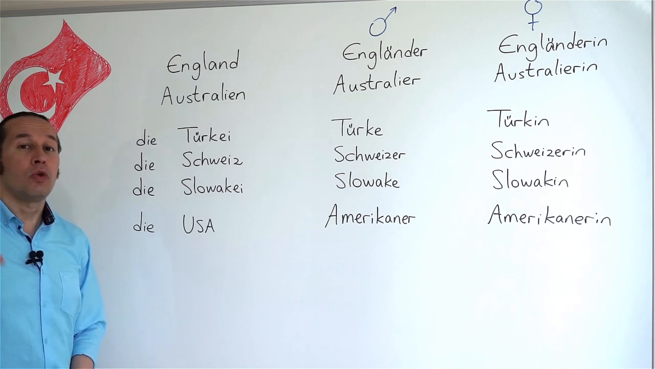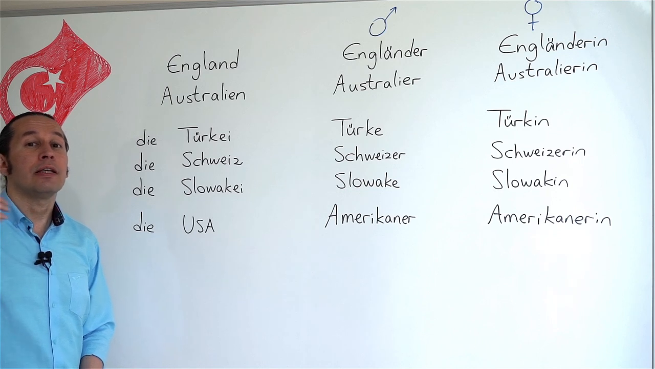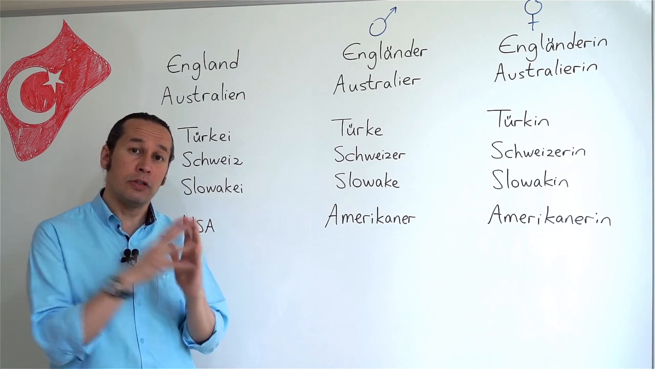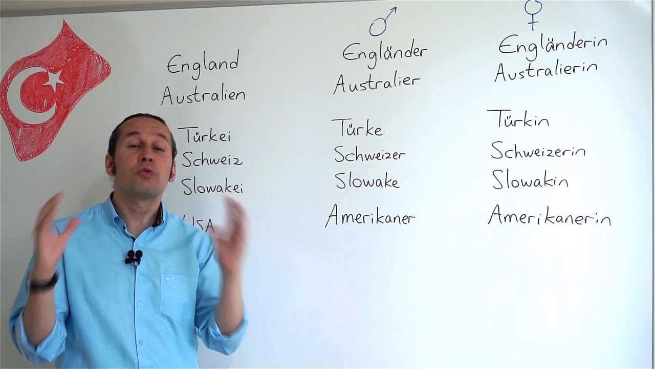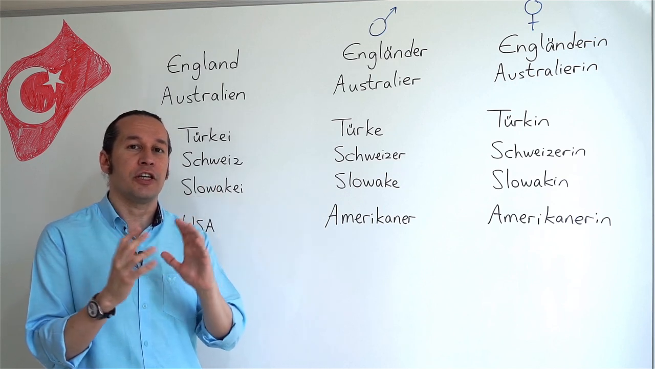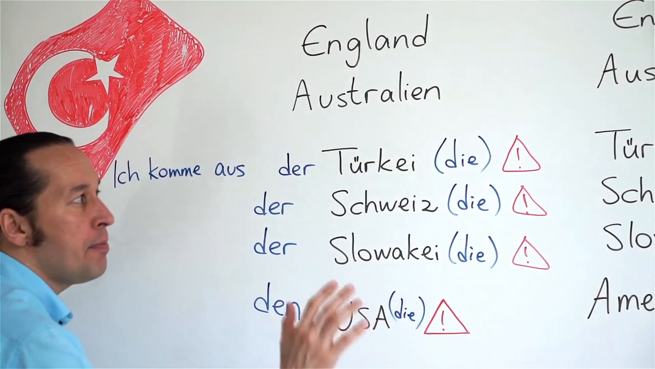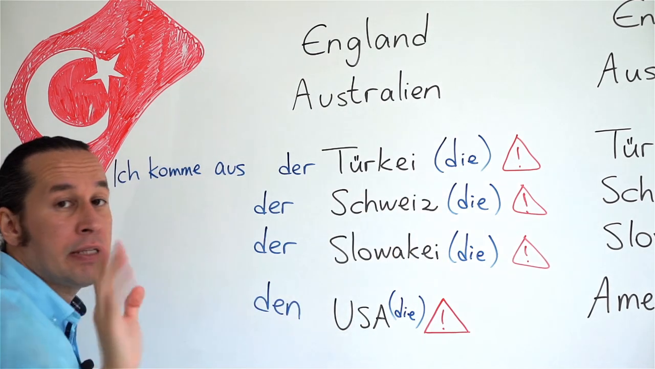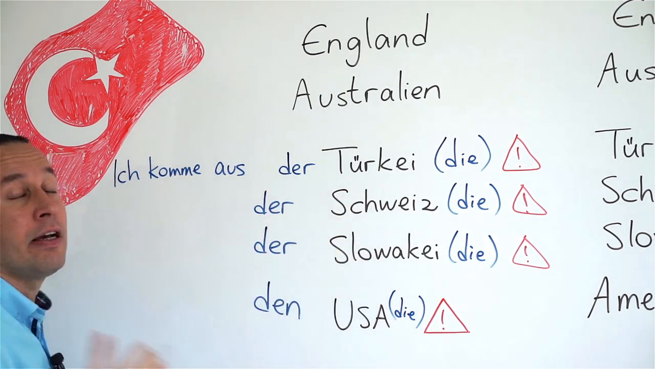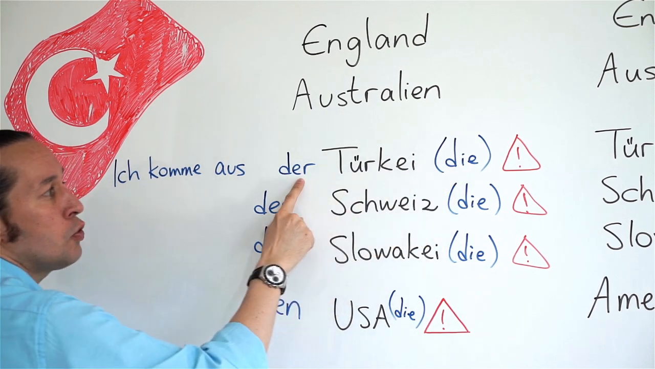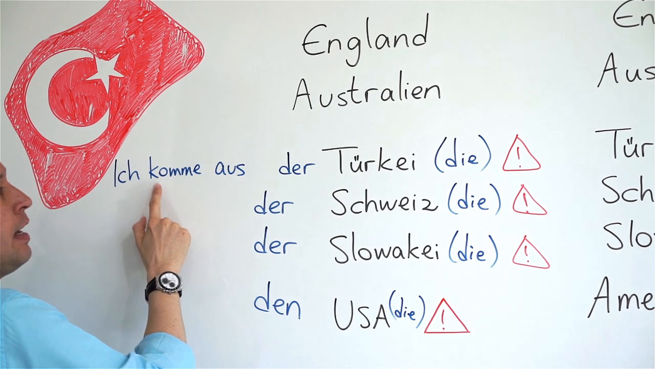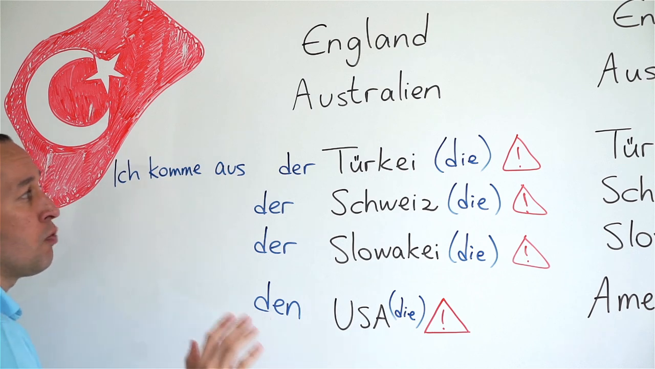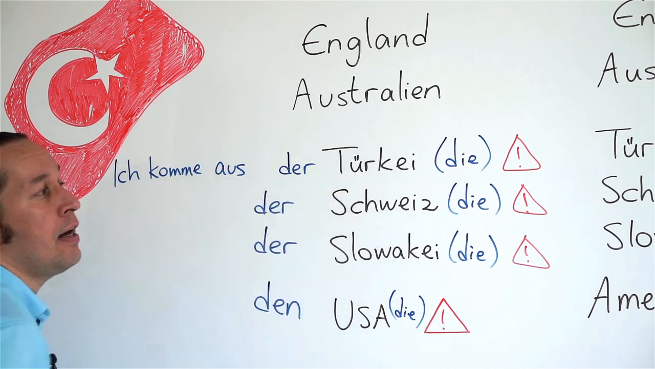Now I want you to repeat after me the following sentences with the following structures, but before I continue, I want to show you a structure where the articles are changing. Let's take a close look. As I mentioned, Türkei has the article die. I say die Türkei, but if I say I come from Turkey, die turns out to be der. So I'll say, ich komme aus der Türkei, instead of ich komme aus die Türkei, which would be wrong.